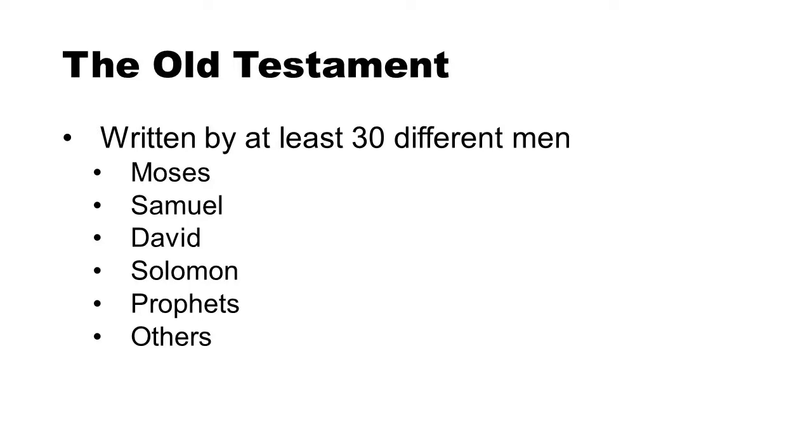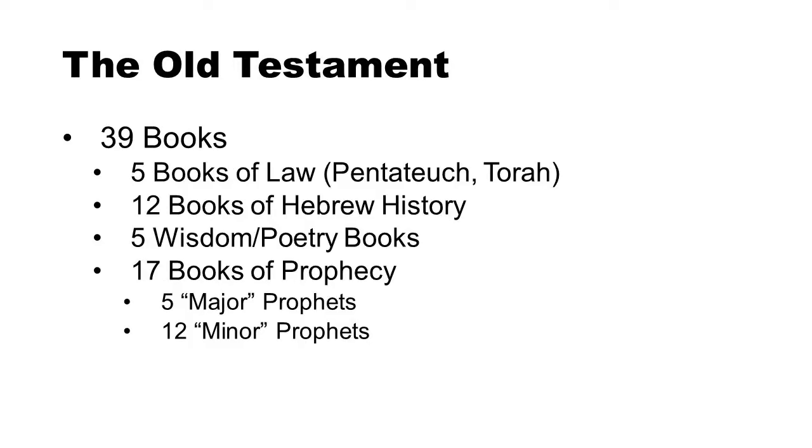Of course, some of the major writers are Moses and Samuel and David and Solomon, and then you have other individuals that write. But we know that the author, of course, is God. But God used around 30 penmen at least to help put together the Old Testament. And of course, what that comes out to is the Old Testament is made up of 39 books. From Genesis to Malachi, there are 39 books.